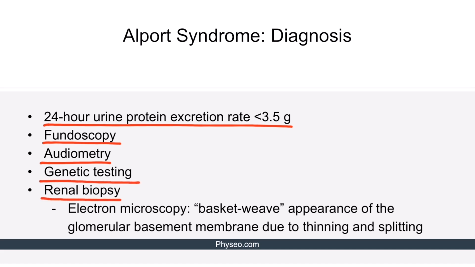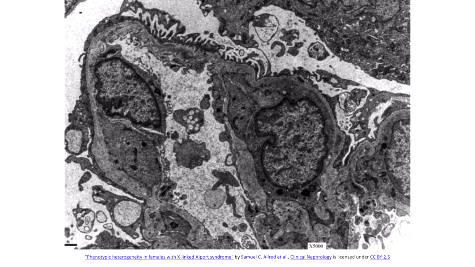Finally, the renal biopsy and the electron microscopy will show the basket weave appearance of the glomerular basement membrane due to irregular thinning and splitting. This is the electron microscopy image of the patient with Alport syndrome. You can appreciate this basket weave appearance of the glomerular basement membrane due to irregular thinning and splitting.